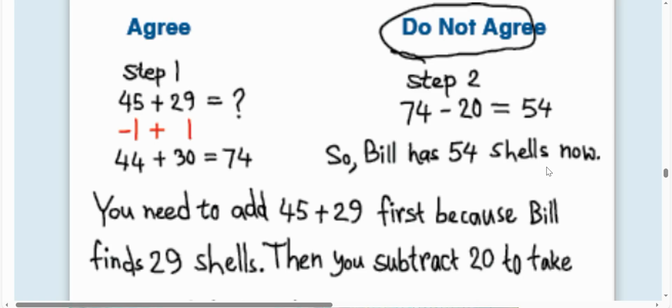You need to add 45 and 29 first because Bill finds 29 shells. Then you subtract the 20 he sells, okay? Then you must choose don't agree. The correct answer here is 54.